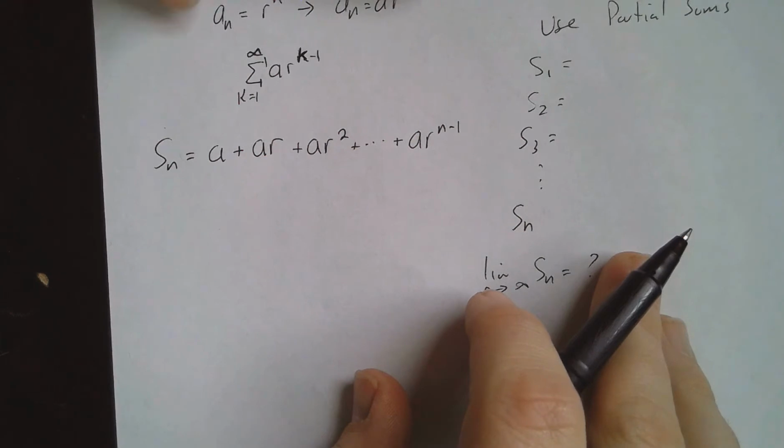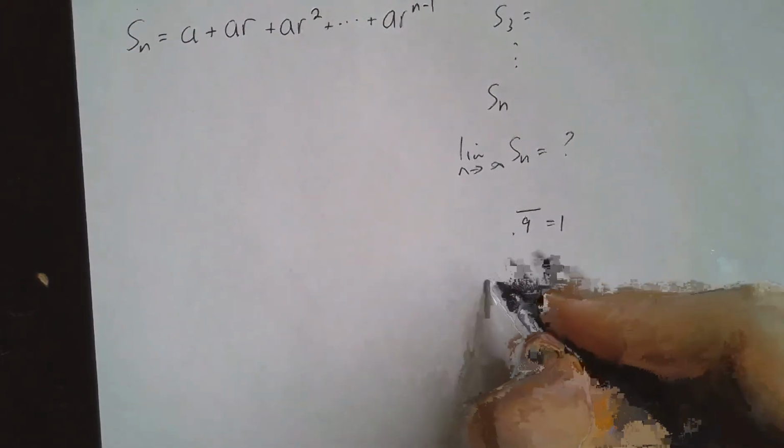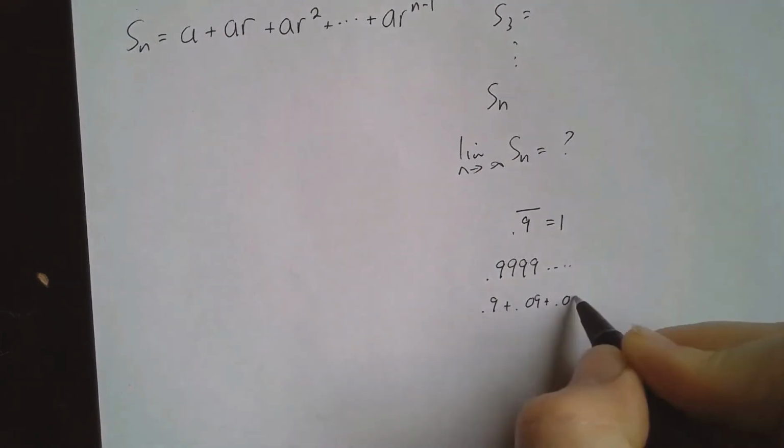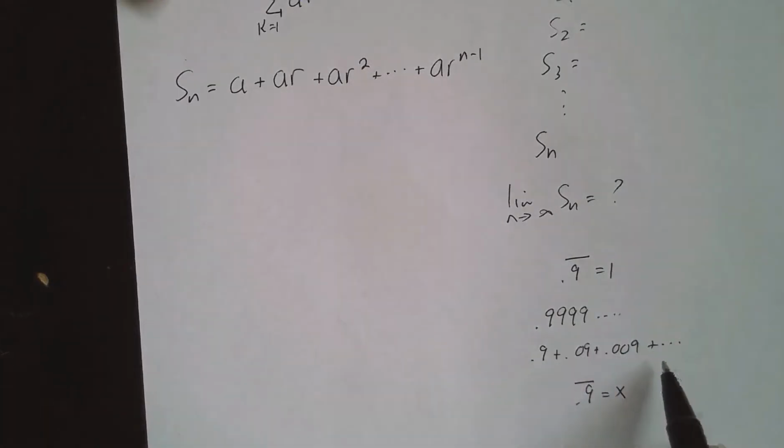Now, if you recall the example where I proved that 0.9 repeating was equal to 1, we did this with 0.9999 and so on. I split it up into 0.9 plus 0.09 plus 0.009 plus so on. The algebraic way to deal with this was that I called 0.9 repeating equal to x, and then I multiplied both sides by 10. So how about in this example up here? Now keep in mind that this right here is nothing more than a geometric series.